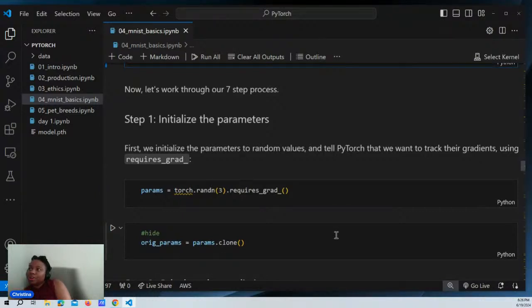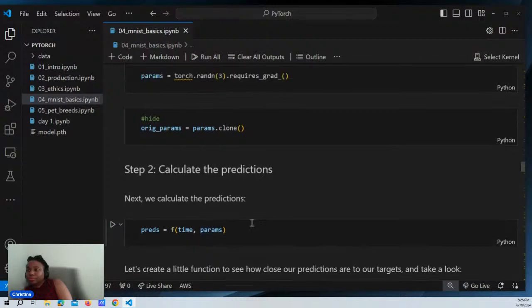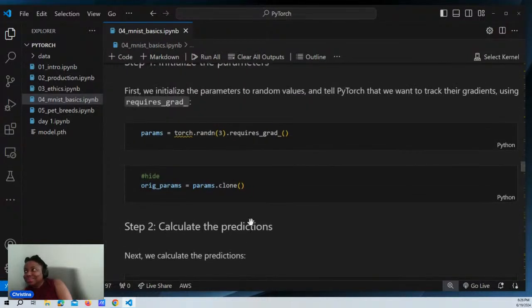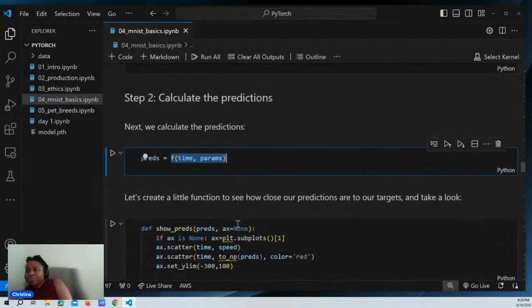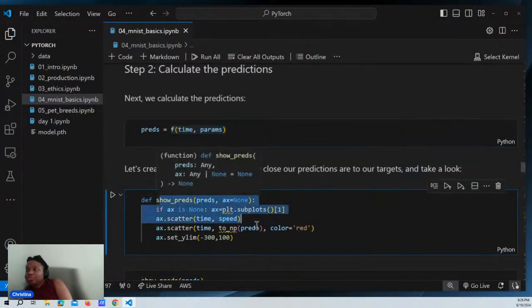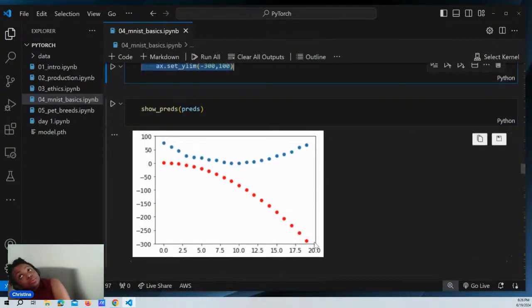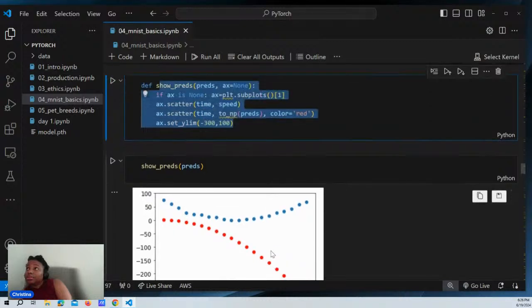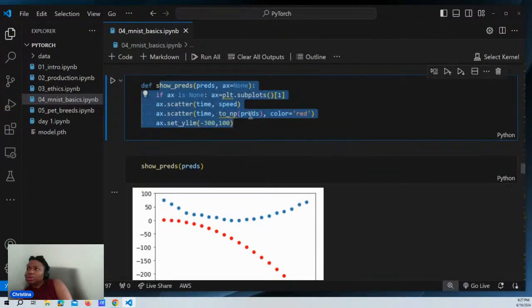So first we initialize the parameters with random values. Yep. And you make a clone. Yeah, make a clone. It saves a lot of time. And they're going to calculate the predictions. And then it's going to show the predictions so we can look and see what it is. And that is, predictions are in red and speed is going to be in blue, right?